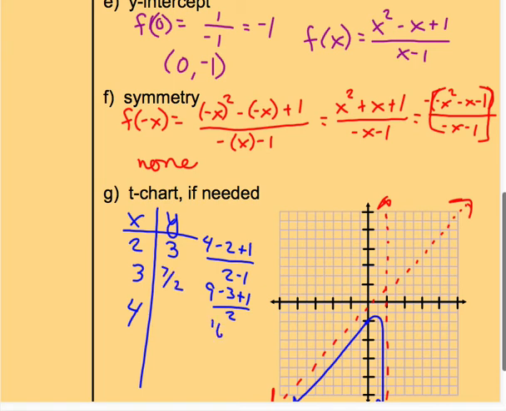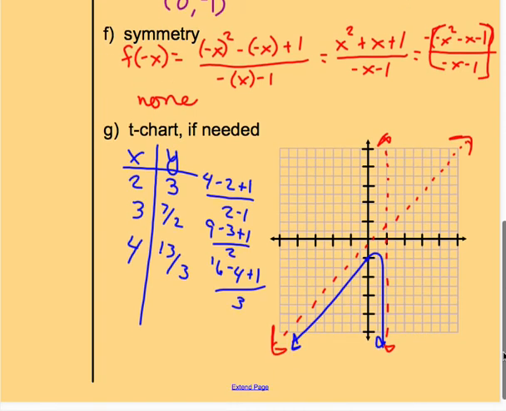And substituting 4, I get 13 thirds. So when I plot those values, 2, 3, 7/2 is 3.5. That should be over one more right there. And 4, 13/3 is a little bit bigger than 4. So again, using my two asymptotes, I can get the other half of my graph.